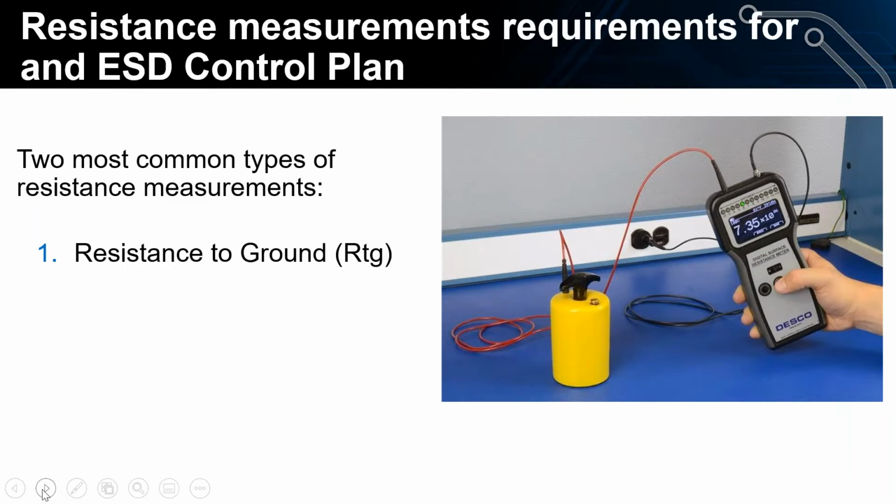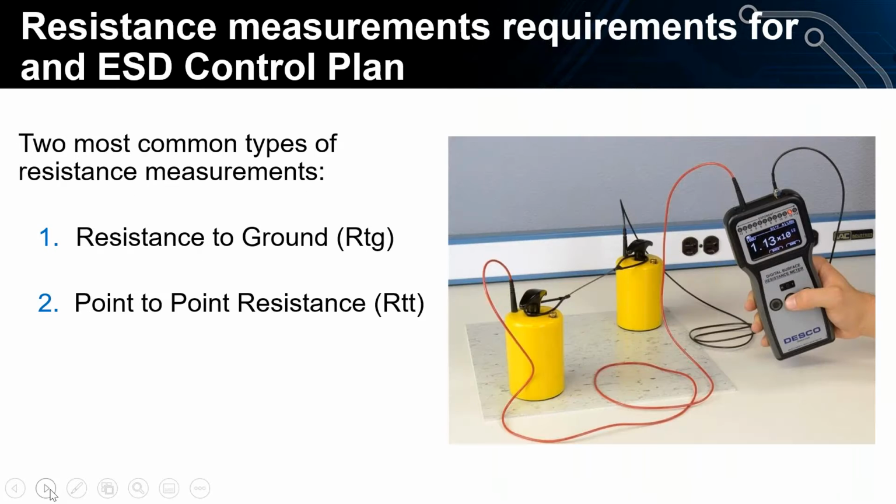So one of the most common types of measurements that you're going to be doing in a static control environment is what we call resistance to ground, or RTG for short. And you're going to perform this measurement on just about everything in your environment that is groundable and should be grounded. So that's one of the measurements I'm going to demonstrate for you today. And I have a bunch of different products to do that.